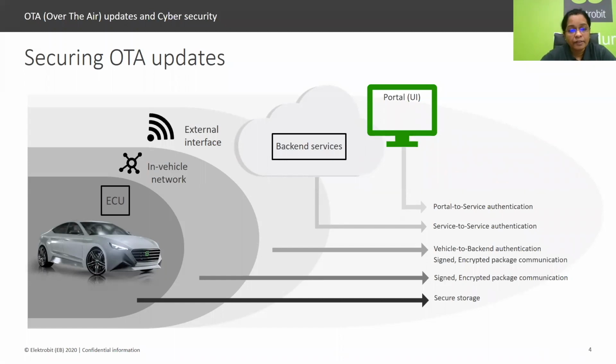Within the vehicle, once the vehicle gets the packages or any communication from the backend, the master ECU will perform the verification. However, the communication from the master ECU to the target ECU should also be in an encrypted format and in the signed format. Only the target ECU has to decrypt these packages and put them onto the memory.